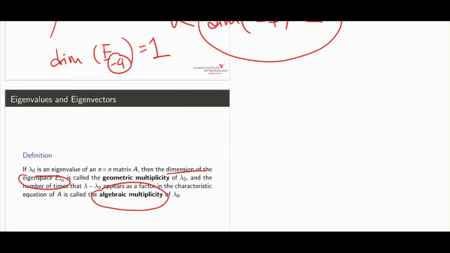Algebraic multiplicity for the eigenvalue is the number of times these terms appear in the characteristic equation. So how many times the term lambda minus negative 4 appears in the characteristic polynomial, or characteristic equation. If you expand all this characteristic polynomial out, you will have an equation that looks like this.